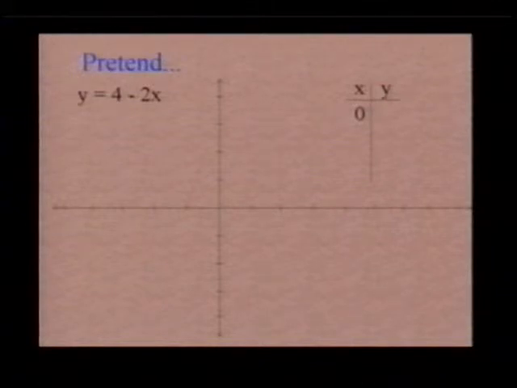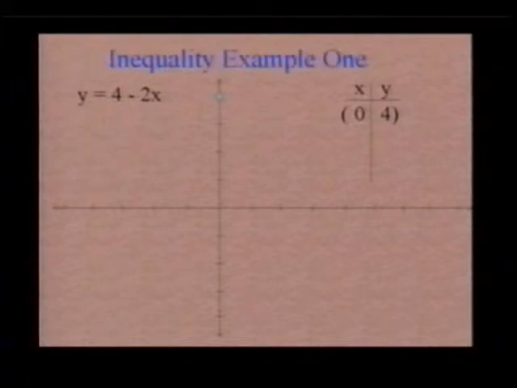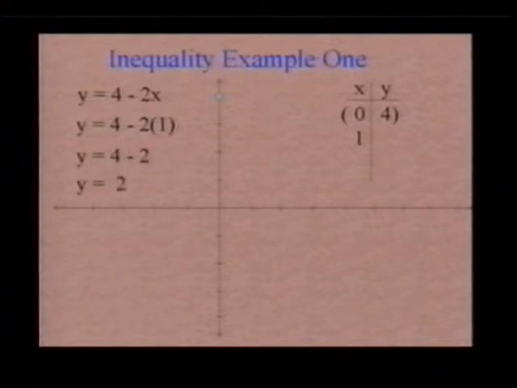If I put in a 0 for x, well, let's see. What's y going to be? Y is going to be 4. So we're going to graph that point. What's another one? Let's put in a 1. And if x is 1, y is 2. So we already have 2 points. Let's graph that one. Okay, one more. I always like to do 3, you know.